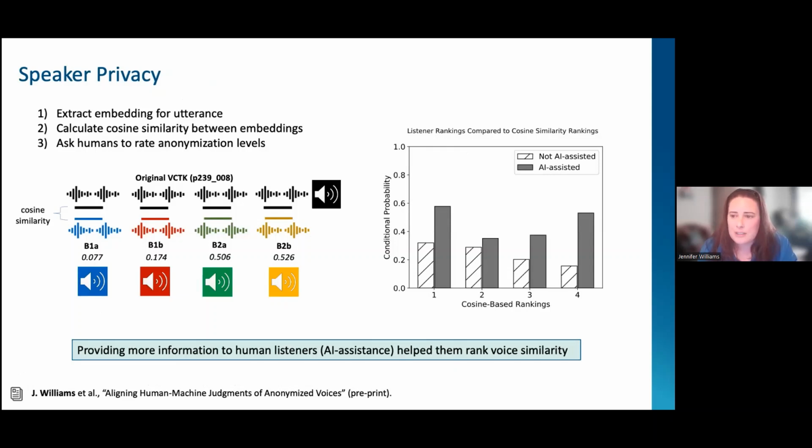Typically, speaker privacy is only evaluated with other adversarial technologies like speaker recognition or speaker verification. So getting humans to rate anonymization is a new type of problem. And I'll go ahead and play an original speech sample here. And this is what we're trying to anonymize, by the way.